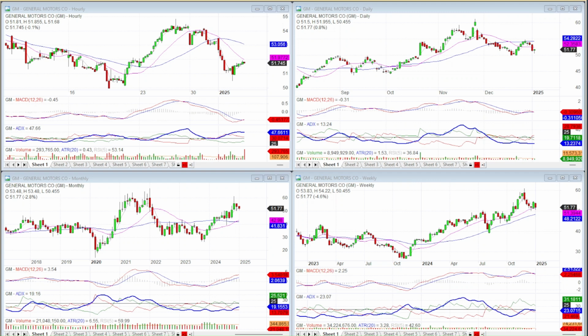So I have the grid of General Motors up with the monthly bottom left, weekly bottom right, daily in the upper right, and an hourly in the upper left. Now, I know there'll be some questions as to whether this is a good trade or not. I don't really want to argue the merits when I look at the monthly and the weekly as to whether this is a good weekly, daily setup. I want to focus more on the shorter time frames because that's really where this lesson comes in.